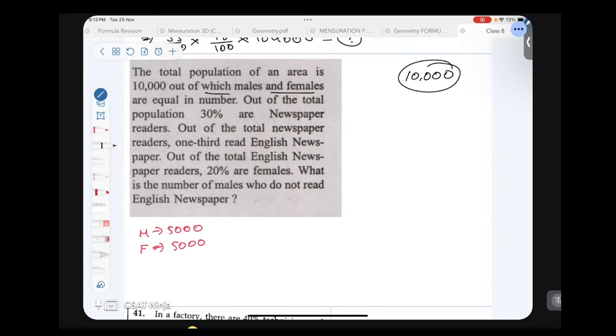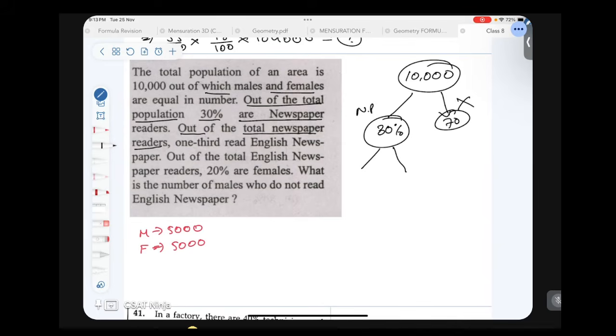Next, out of the total population, 30% are newspaper readers. That means out of this, 30% is newspaper readers. That means how much? 70% is not reading newspaper. Out of the total newspaper readers, within this newspaper reader group also, one third reads English newspaper.